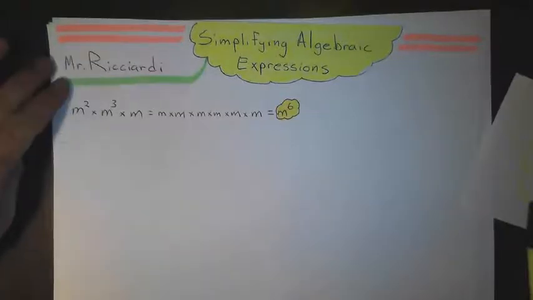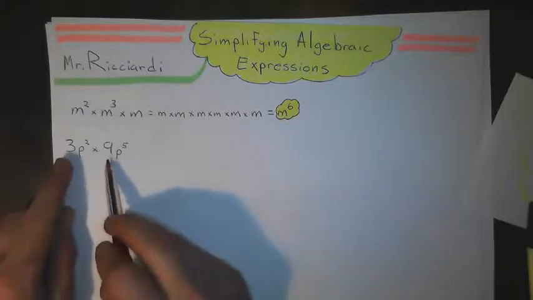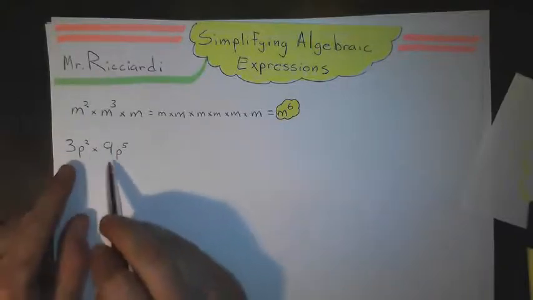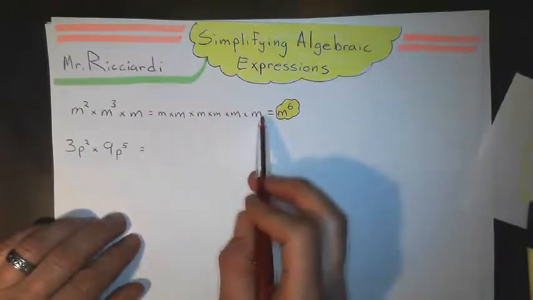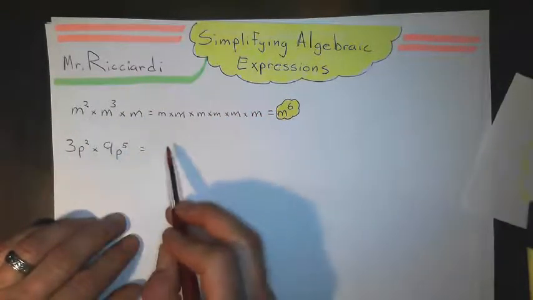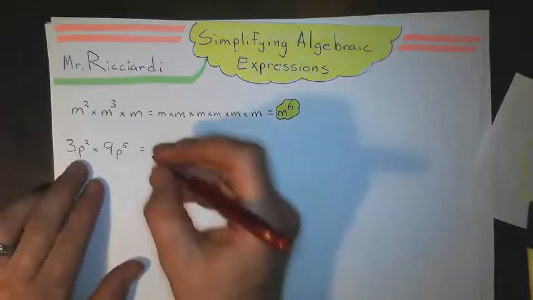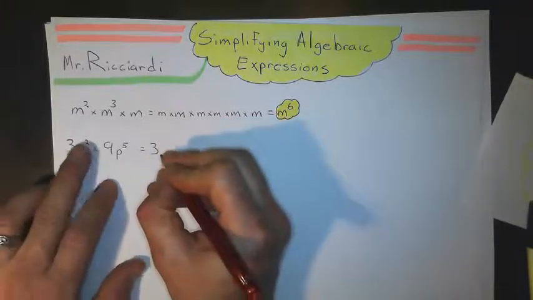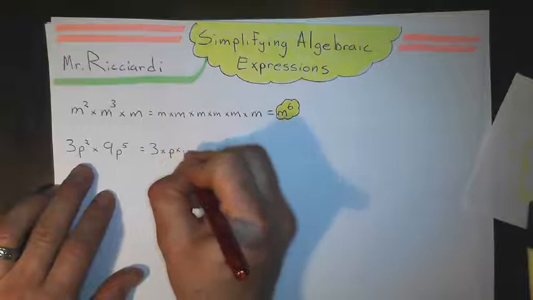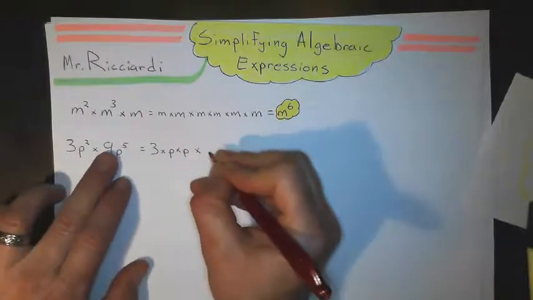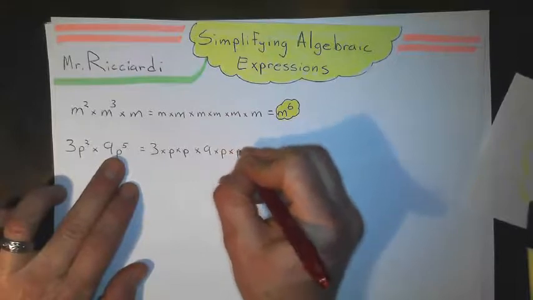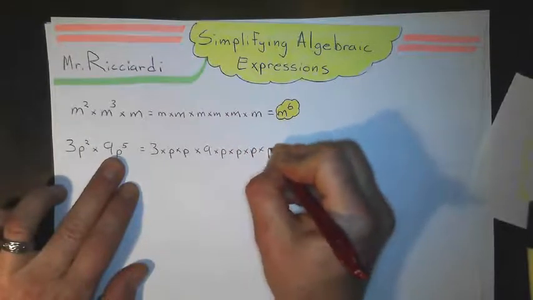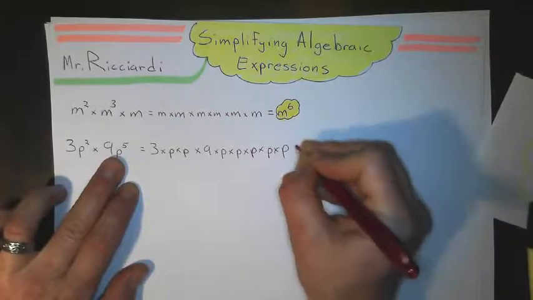Okay, now I have coefficients. The coefficients are 3 and 9. And so if I want to write this out in full, this is called exponential form. This is full form without any exponents. I would write 3p squared is 3 times p times p, times 9 times p, 1, 2, 3, 4, 5. Kind of messy. So that's a long way of writing it.